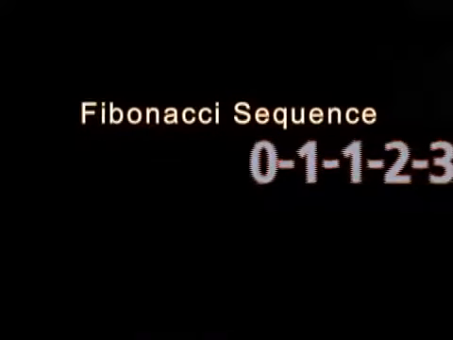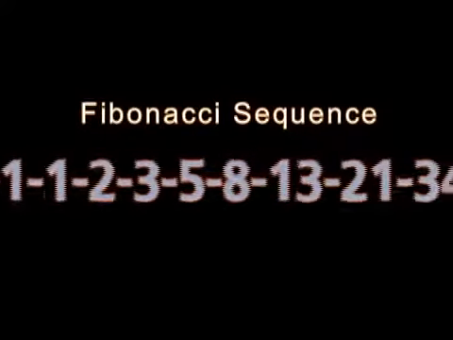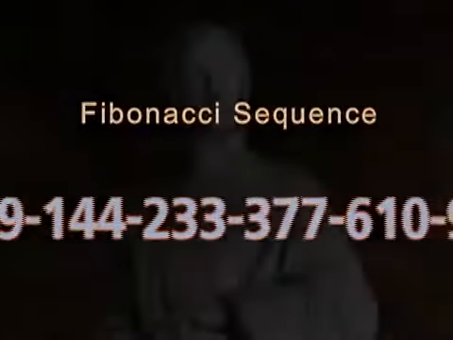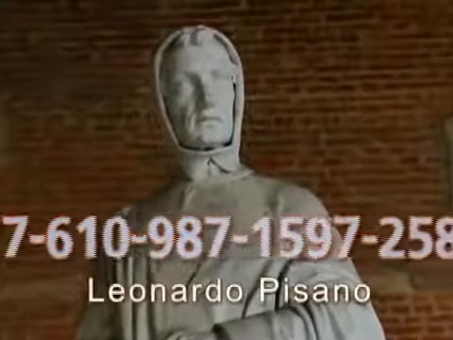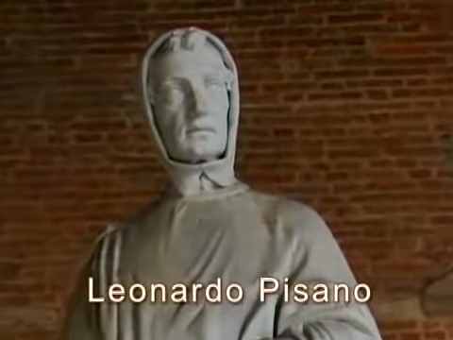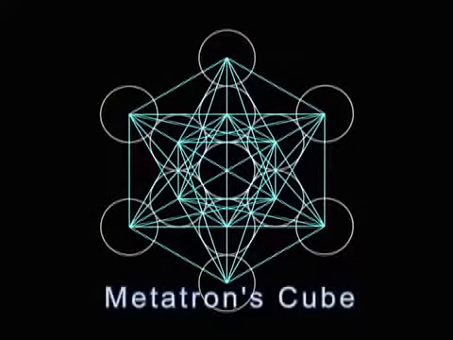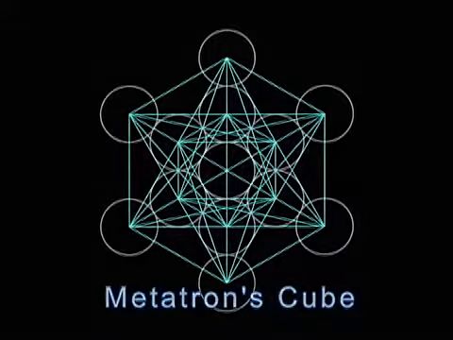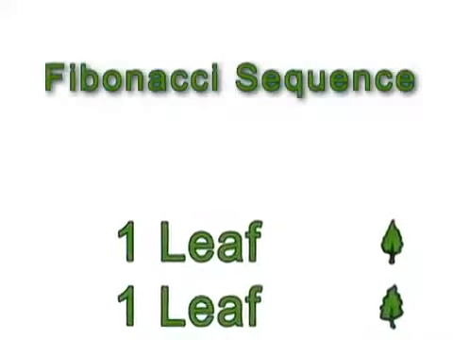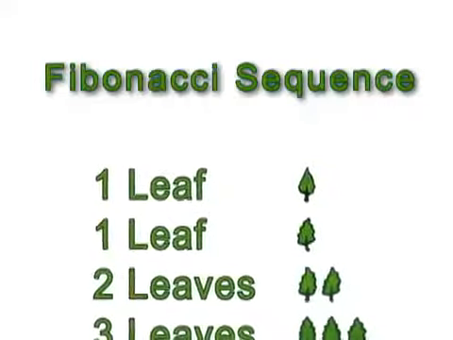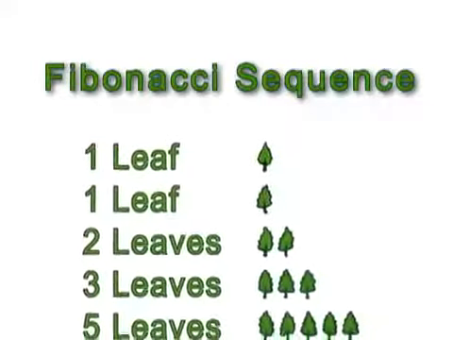And that brings us to the Fibonacci sequence. The Fibonacci sequence, principally thought of as a growing sequence, was discovered by the brilliant medieval Italian mathematician Leonardo Pisano. Yes, that's the same Leonardo Pisano who discovered the famous 2D graphic known as Metatron's cube. Leonardo discovered that a type of plant he was observing would first grow one leaf, and then one more leaf, and then 2 more, and then 3, and 5, and 8, and on and on.